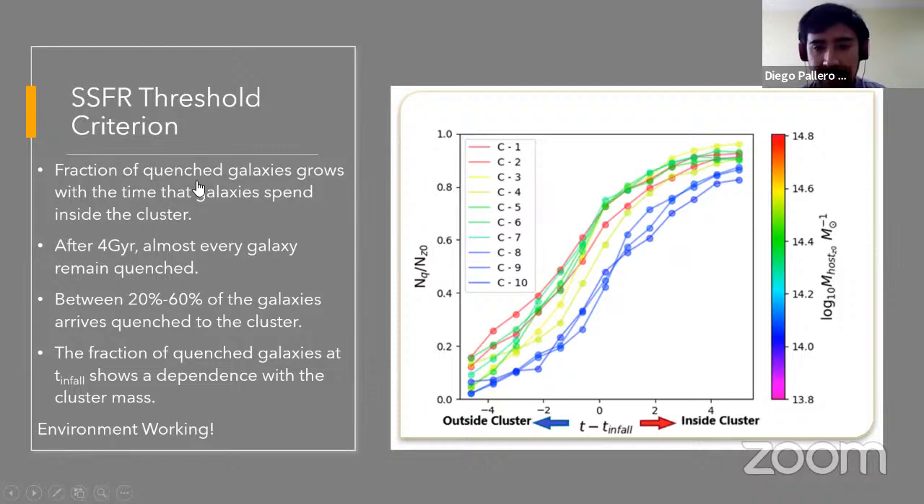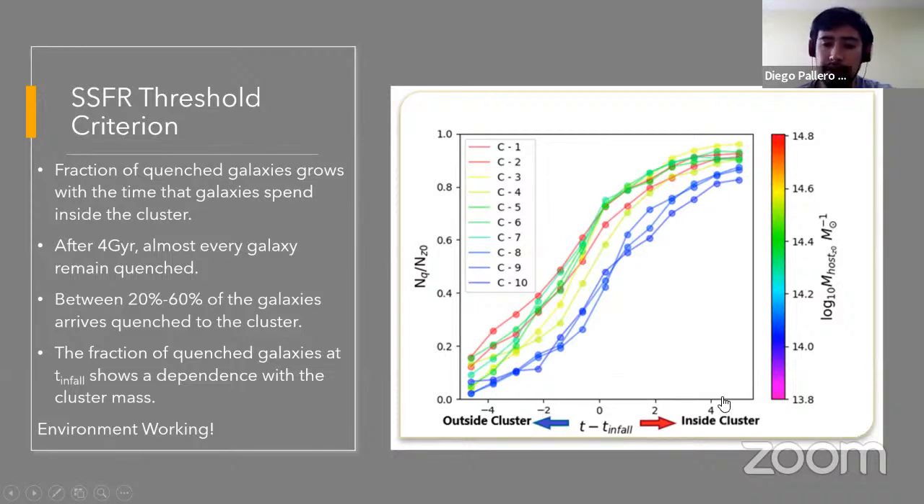Okay, sorry. Each line corresponds to one cluster in the EAGLE simulation. Those are the numbers to find them, like the group ID, if you want to find them in the simulation. So here each line represents the growth of the quenched fraction of one particular cluster within the simulation, and they are color coded by their mass at redshift zero. For example, these red clusters here correspond to the most massive clusters in the simulation, and the blue ones correspond to the least massive clusters in the simulation. And the y-axis shows the growth of the quenched fraction as a function of the accretion time. So we are seeing the behavior of galaxies 4 gigayears before their accretion up to 4 gigayears after their accretion.